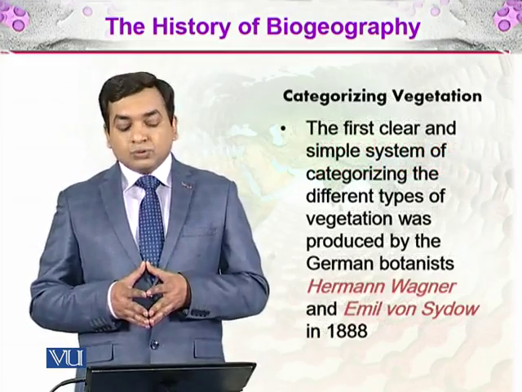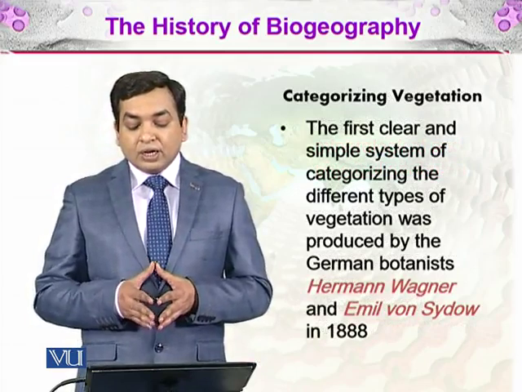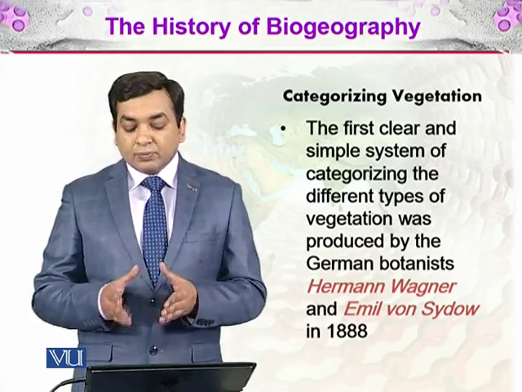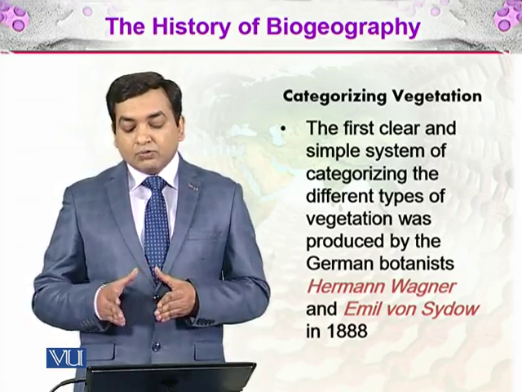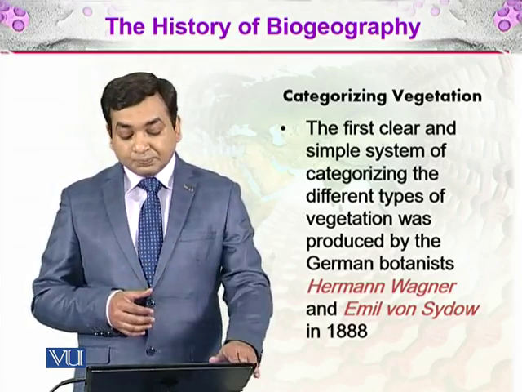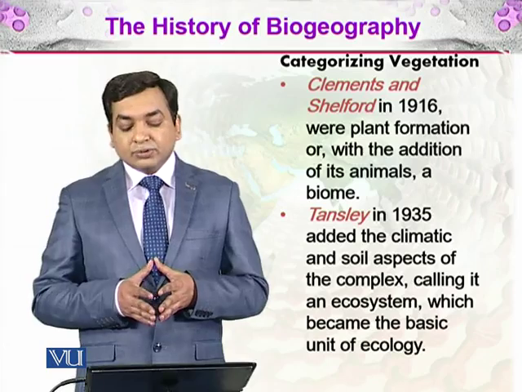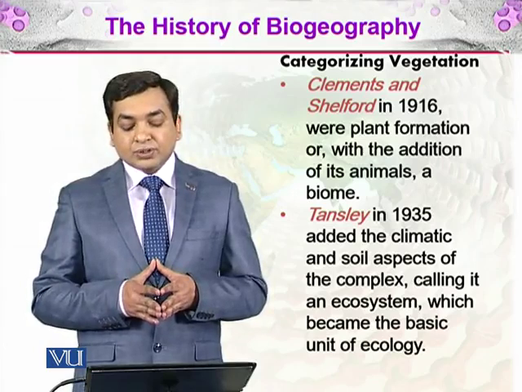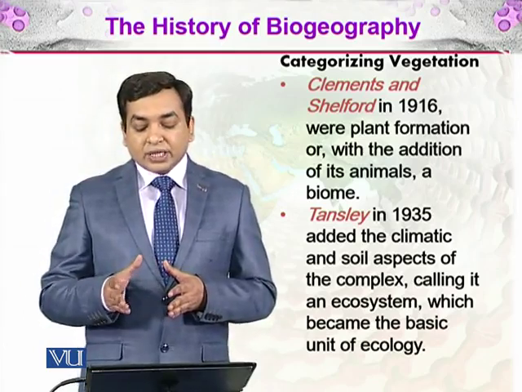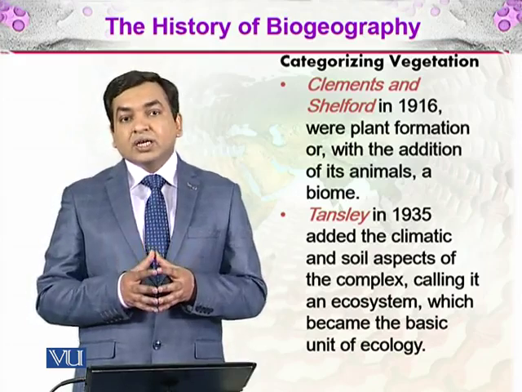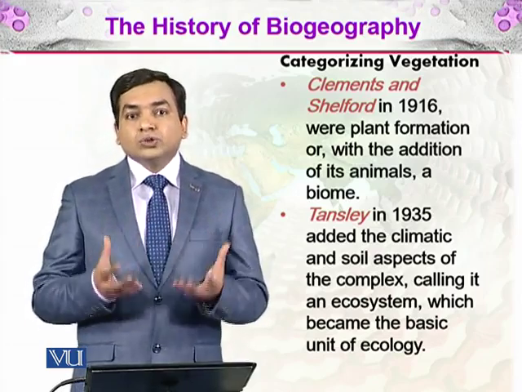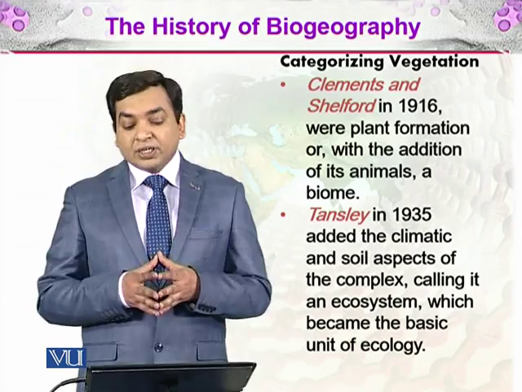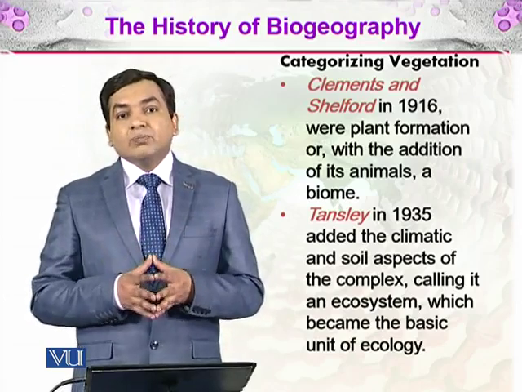And then they came to categorize the vegetation. The first clear and simple system of categorizing the different types of vegetation was produced by the German botanists Hermann Wagner and Emil von Sydow in 1888. And Clements and Shelford in 1916 described plant formation, or with the addition of its animals, a biome. So they devised the term for a large geographical region in which a particular type of animal or a particular type of plant was dominant, and they gave it the name biome.